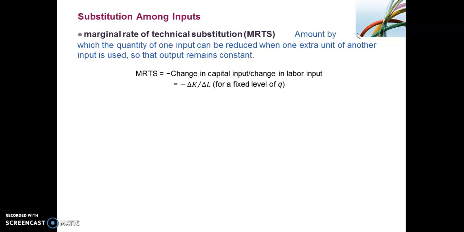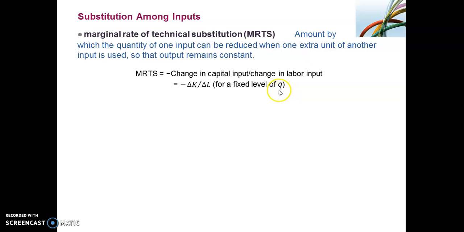Now, if we have a look at the formula over there, you can see that your marginal rate of technical substitution, we know that it's downward sloping, hence the negative slope, but it's given by the change in the capital input, which is the variable on your y-axis, over the change in the labor input, which is the variable on your x-axis or horizontal axis. And now we can just use the symbols delta K to represent change in capital over delta L to represent the change in labor. And this is for a fixed level of output.